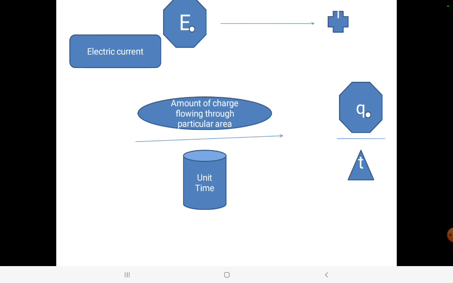Electrical current can be represented with I. The amount of charge flowing through a particular area is Q. Here the amount of charge is represented with Q. The amount of charge flowing through a particular area means the charge is moving. So finally, the charge can be represented with Q, and unit of time can be represented with T.